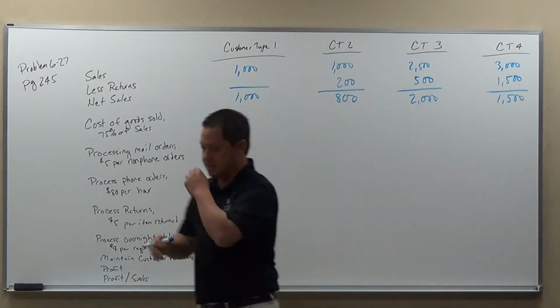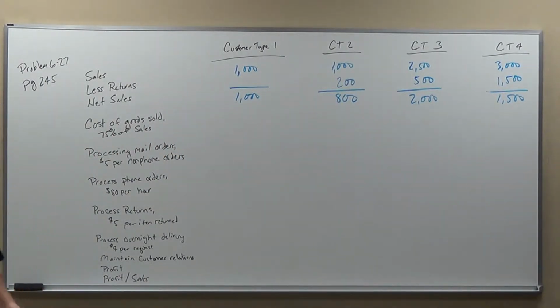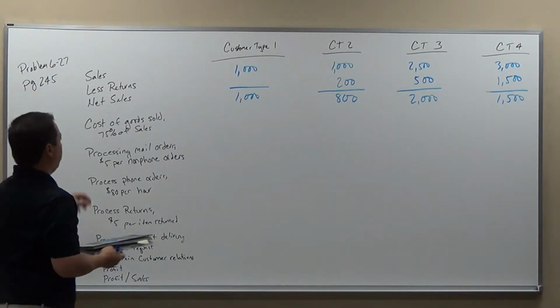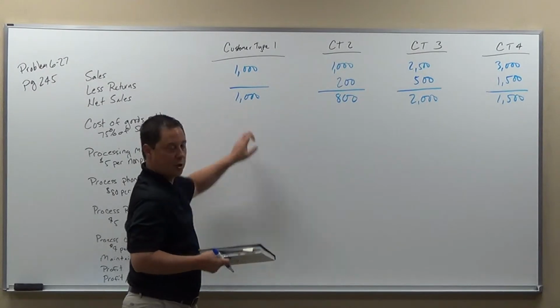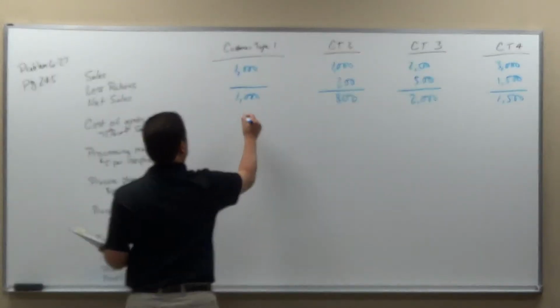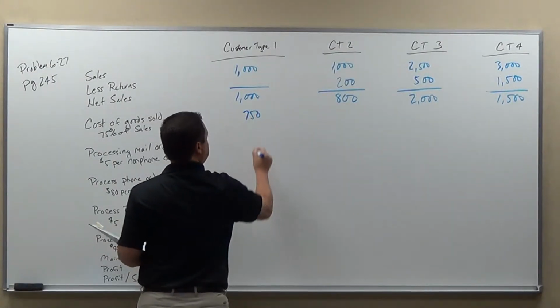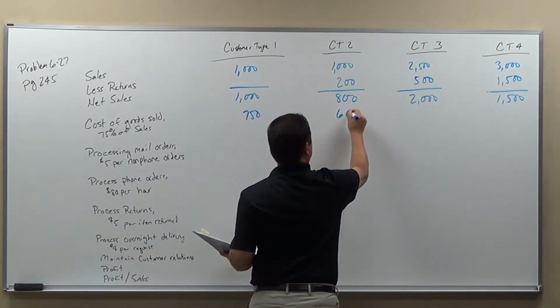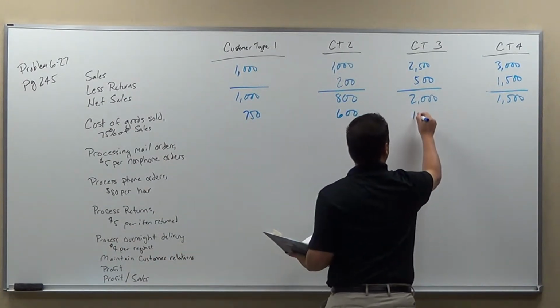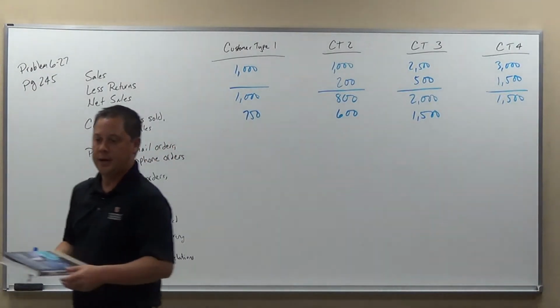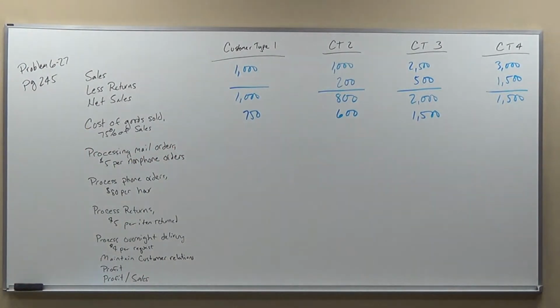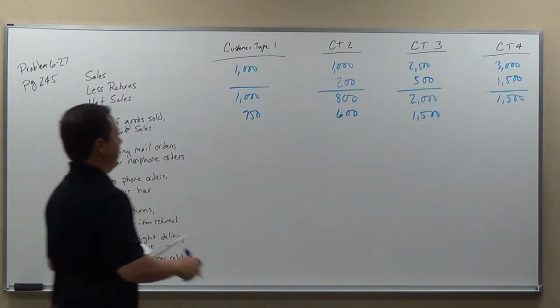All right, so now we have our net sales here. Now what I want to do is, for the cost of goods sold, we'll take 75% of each of these to get my cost of goods sold. So here I would have 750. This one would be 600. This one would be 1,500. And then lastly, we'll have 1,125 for the last one.